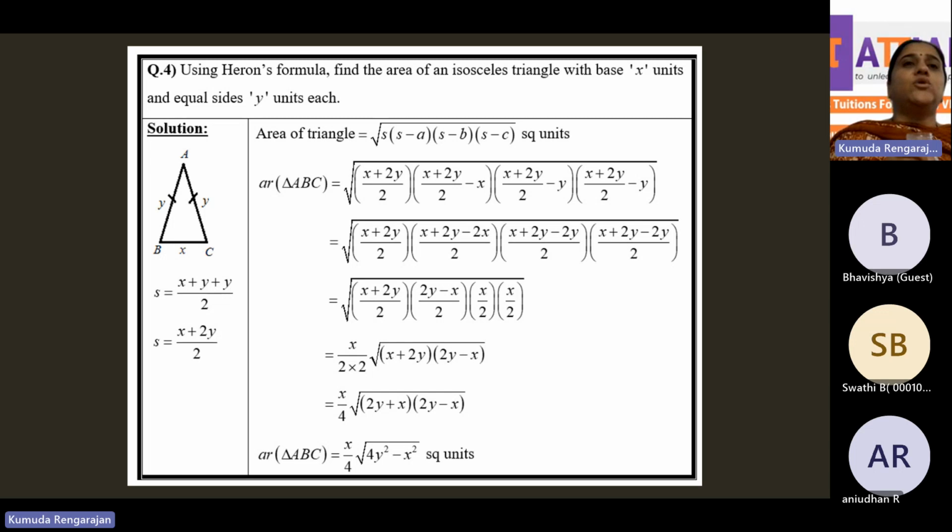How do you find the altitude of an equilateral triangle? Root 3 by 2 a units. Altitude is only... areas are expressed in square units, volume in cubic units. The rest are all simply units. Area square units, volume cubic units, the rest of it is just units. So root 3 by 2 a units.